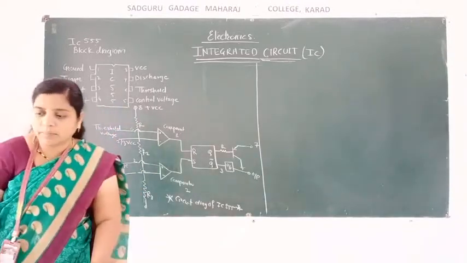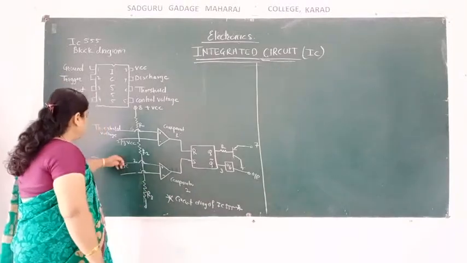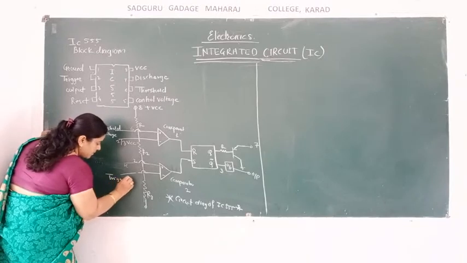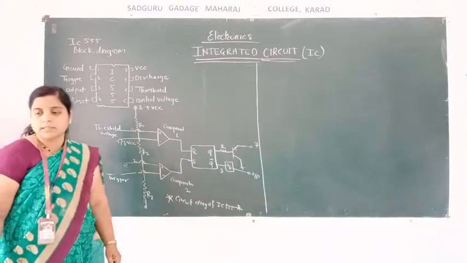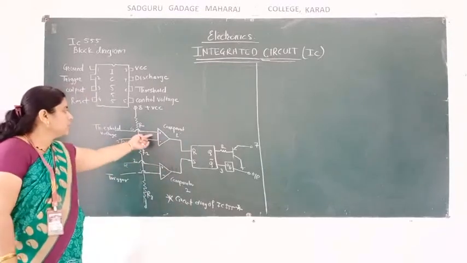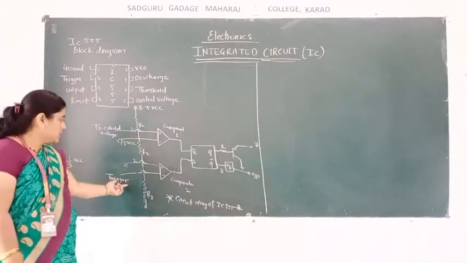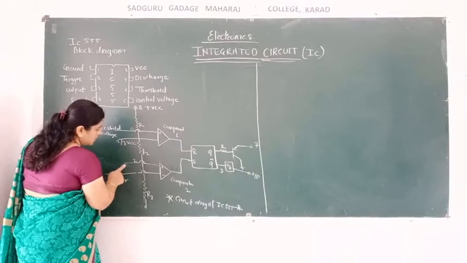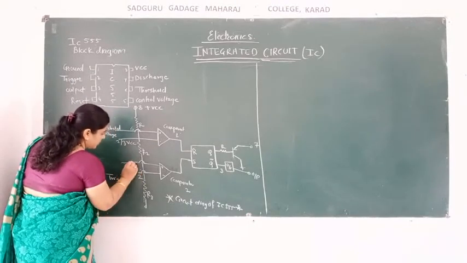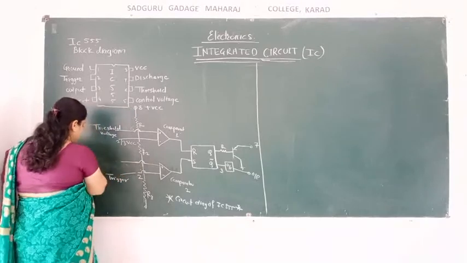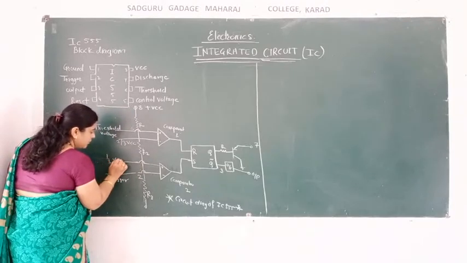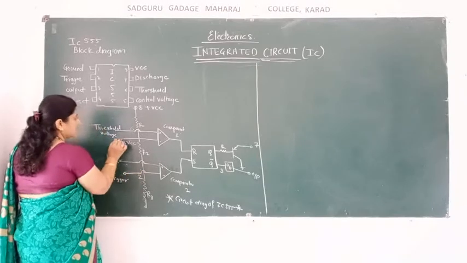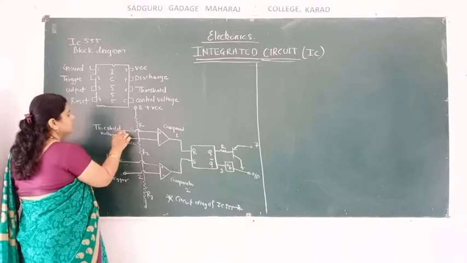Where trigger is applied to the inverting amplifier, not here. It is applied to the trigger, and threshold is applied to the non-inverting terminal. Okay, and this is what pin number? Trigger is having pin number 2. So this is pin number 2. See, this is having supply 1/3 of VCC. Okay, and this is the trigger pin, and this is threshold pin number 6.